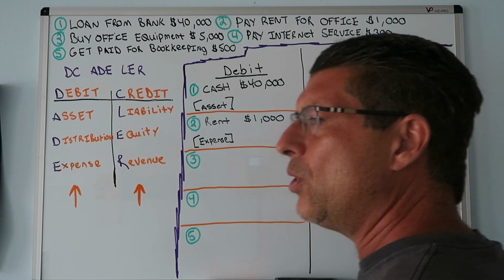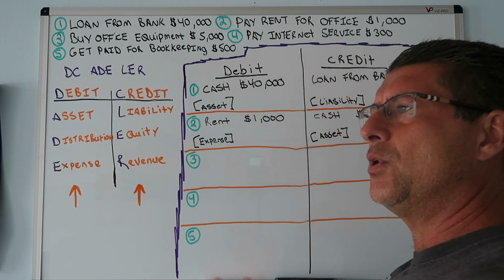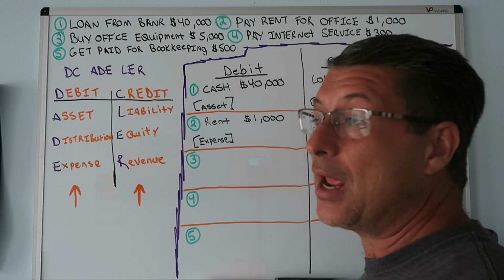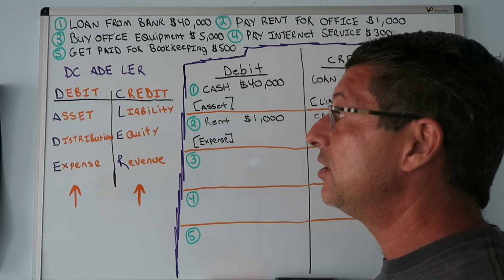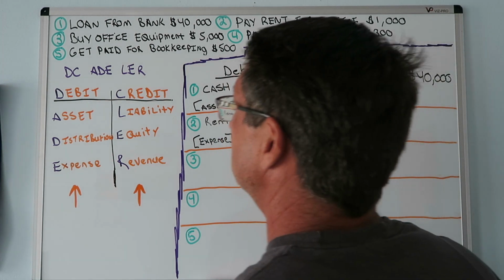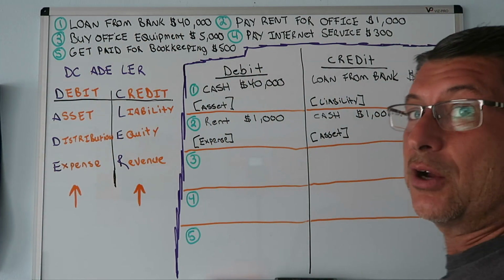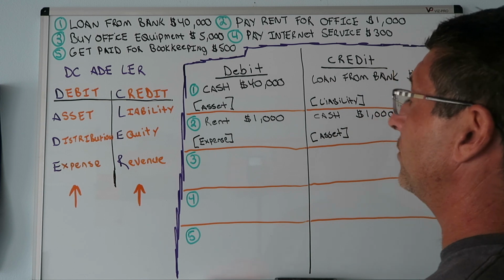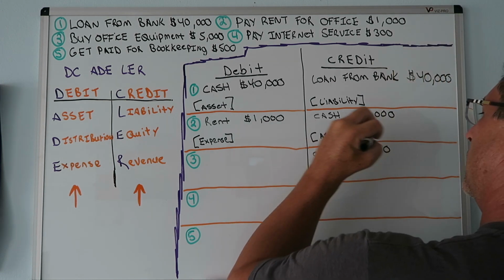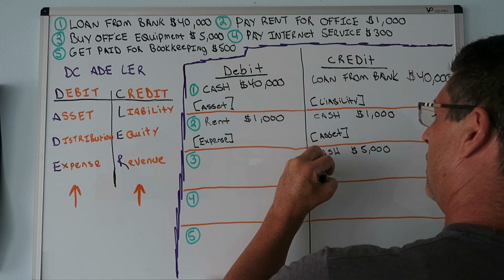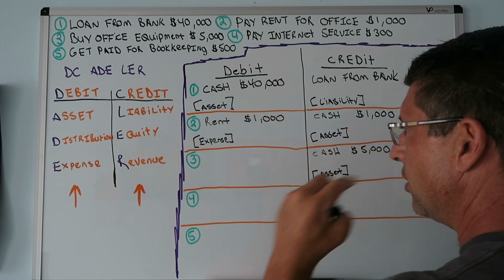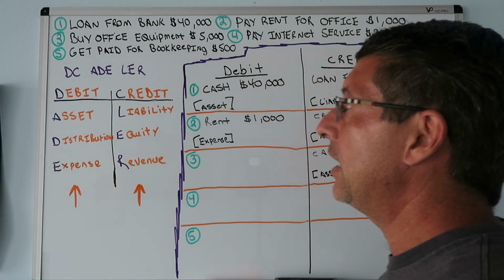It's going to be so helpful if you know cash or money is an asset. And if an asset's increasing, you debit it. If it's decreasing, you credit it. In this case, buying office equipment for $5,000, we're decreasing cash by $5,000. So we're going to have cash, $5,000. And we know it's an asset. Gotta know the cash.